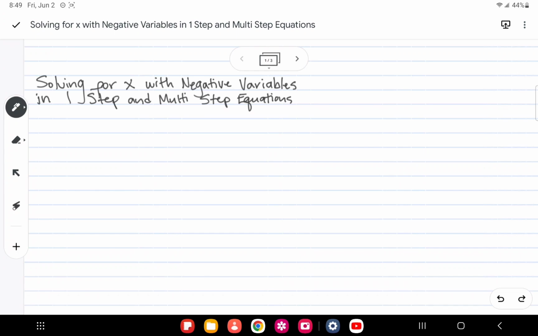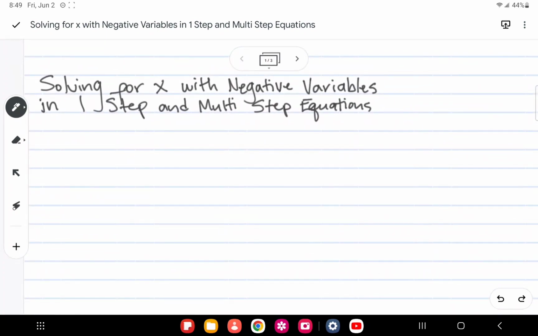Today we'll be solving for x with negative variables in one-step and multi-step equations. Now this comes after the previous video in which we covered PEMDAS, solving for x in one-step and multi-step equations. So obviously the only difference here is that this video will include negative variables.